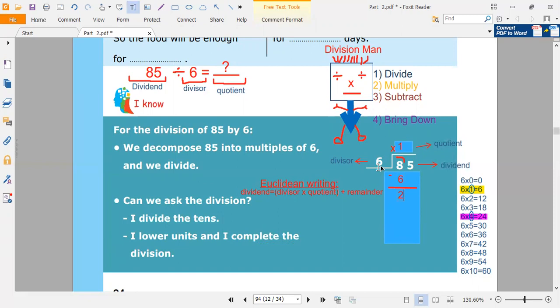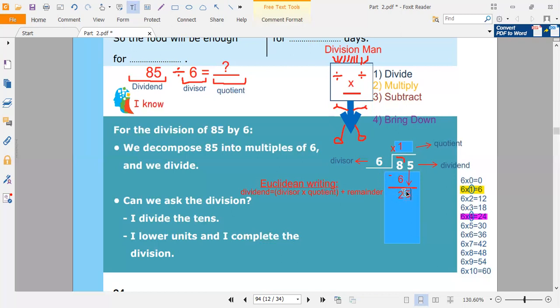Now we have to continue. What do we do, division man? We bring down like his body. So now we have to bring down the next digit, which is 5, and we write the 5 next to 2. Now we have 25, so we repeat the steps.